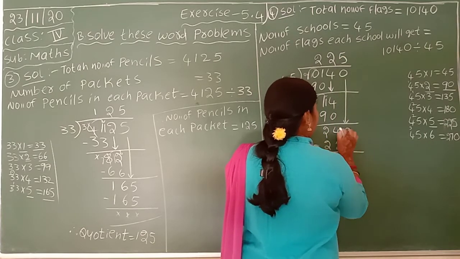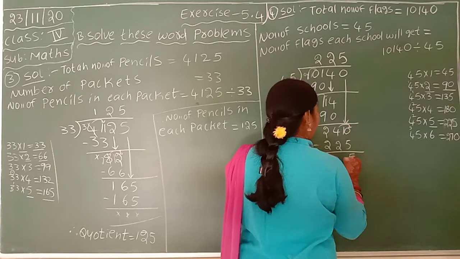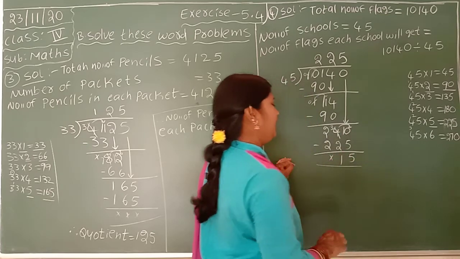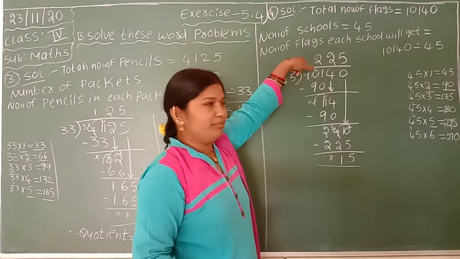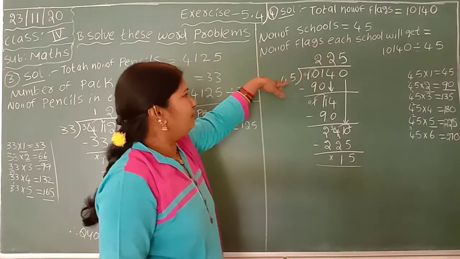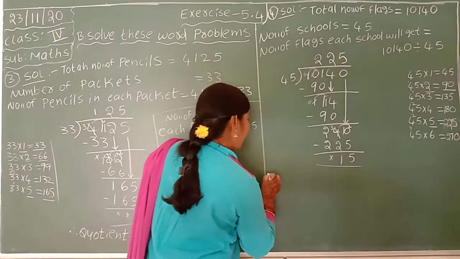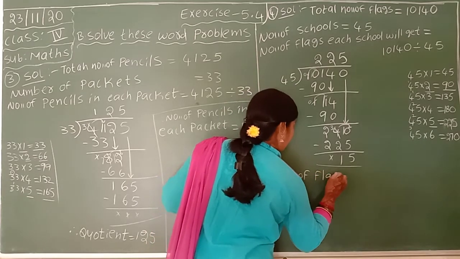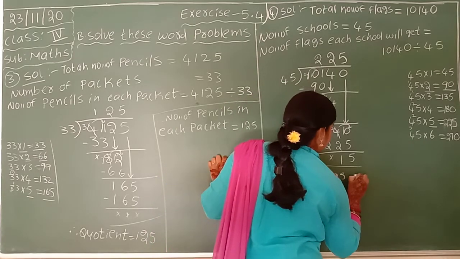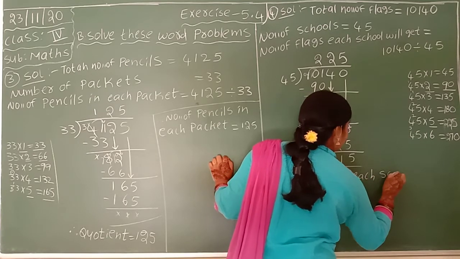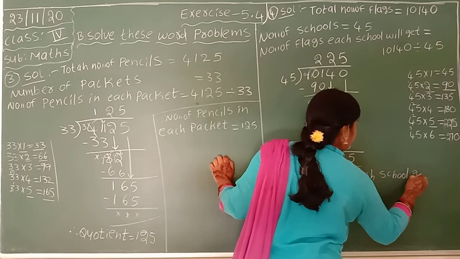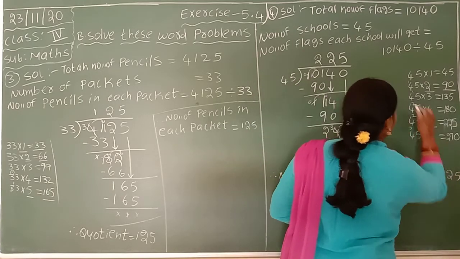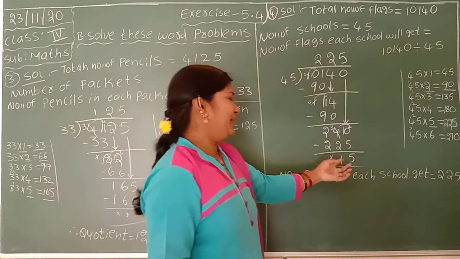225, minus. Take regrouping, that means 10. 10 minus 5 is 5. Here 3 is there. 3 minus 2 is 1. 2 minus 2 is 0. 15. So what is our quotient? Each school will get number of flags. Okay? Number of flags. Therefore number of flags each school gets is equal to 225.